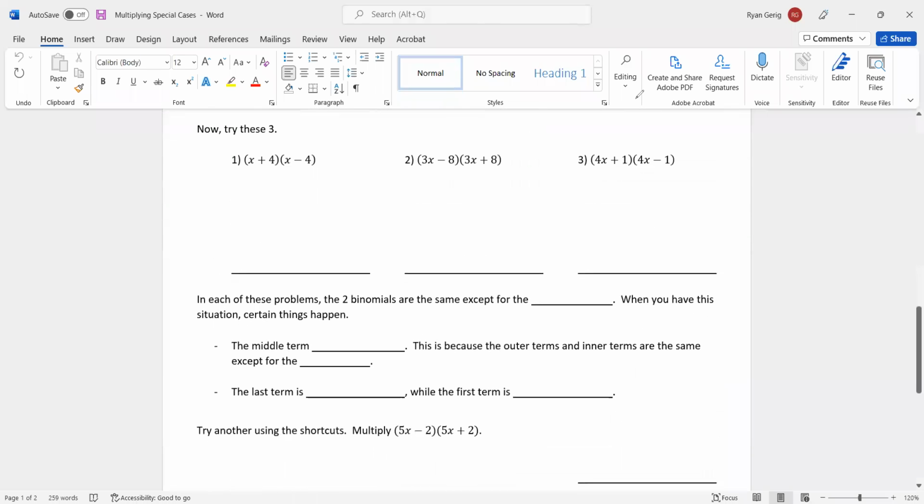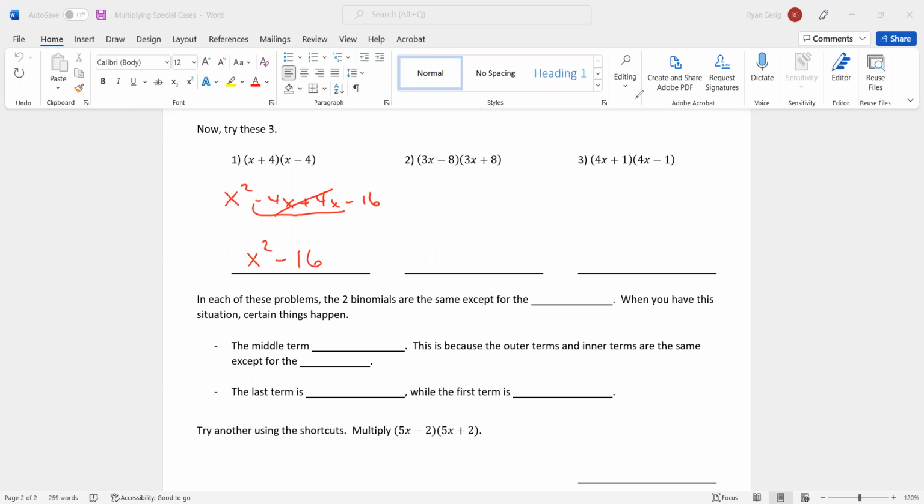Try these three. It's the next shortcut, by the way. We're going to FOIL again, just to show you what's going on. X times x, x squared. X times negative 4 is negative 4x. 4 times x is 4x. 4 times negative 4 is negative 16. Negative 4x plus 4x makes 0x, or cancels out. So I'm left with x squared minus 16.